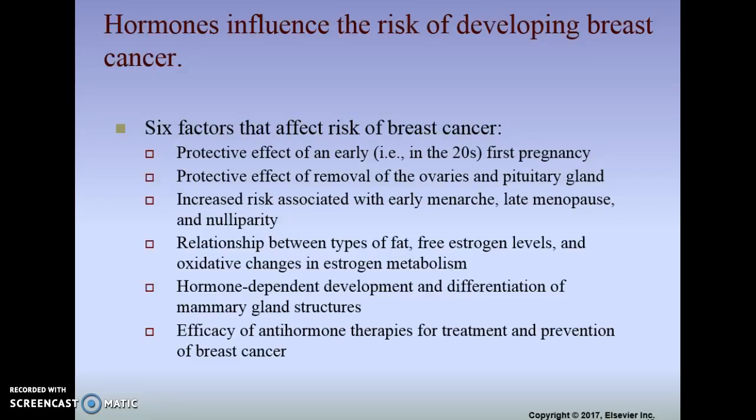Alright, so hormones influence the risk of developing breast cancer, without a doubt. There's a lot of different things that will play a role in your risk of developing breast cancer, but physicians, scientists know that there are flat out 6 factors that affect the risk of breast cancer. Right, and for a long time it's been known that the earlier a female gets pregnant, has her first pregnancy, that's going to be a protective effect to avoid developing breast cancer.